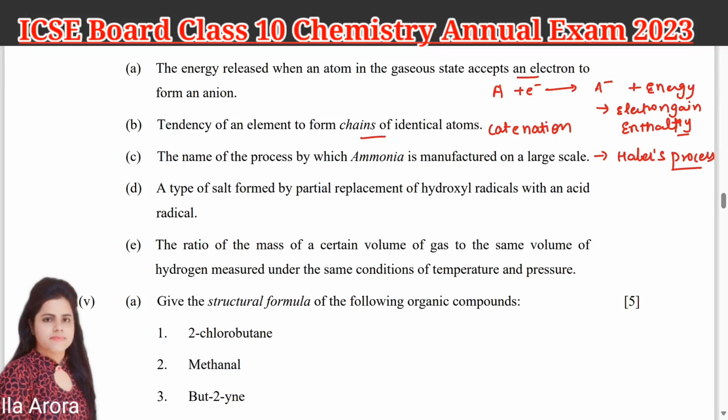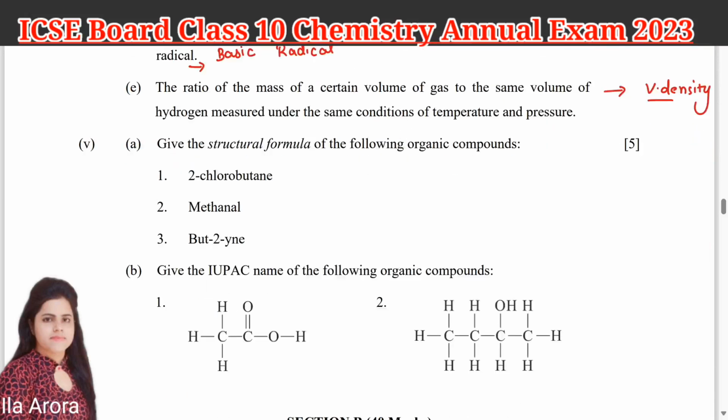Then a type of salt formed by partial replacement of hydroxyl radical with an acid radical. So for a salt, we need acid radical plus basic radical. So answer will be basic radical. Then the ratio of the mass of a certain volume of gas to the mass of the same volume of hydrogen measured under the same conditions of temperature and pressure. That ratio is called vapor density.